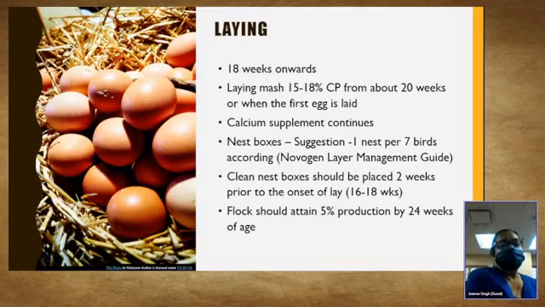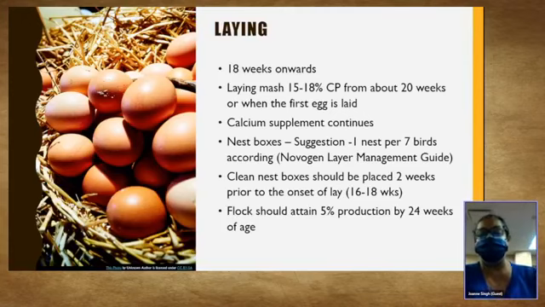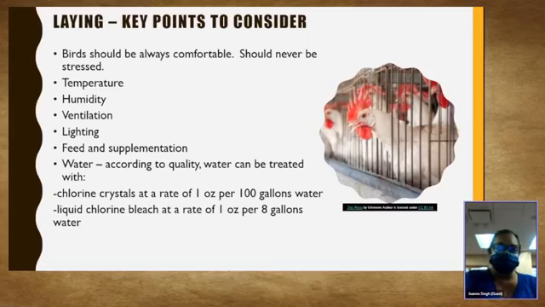All right, so you will see the size of your birds and you will see their behavior, right? And your flock should attain 5% production by 24 weeks of age, and then according to how they lay, it will be climbing steadily, and then it will plateau where you will have maximum, and then it will start to decline again. So some key points to consider, right? Birds should be always comfortable, and they should never be stressed. You have to make sure your temperature, your humidity, your ventilation, your lighting or lighting intensity, feed and supplementation, all those things are optimal. Now, each one of these things could take a whole presentation, so I can't go into every single one in detail. I'm just mentioning them here, right?